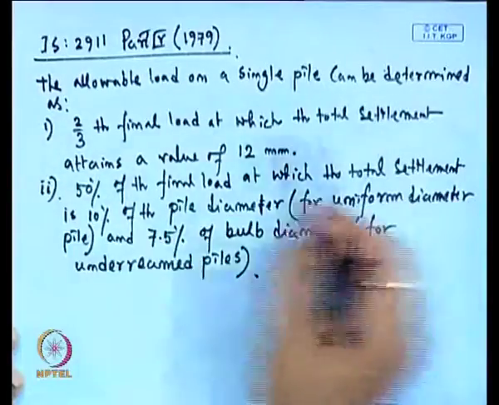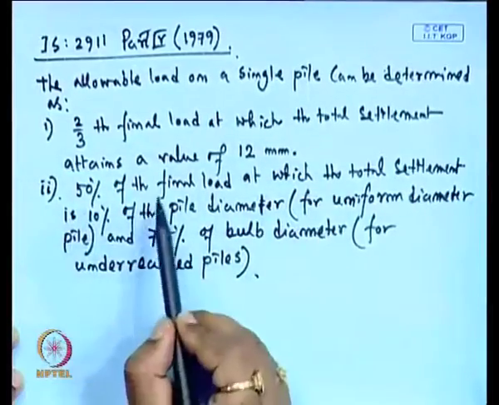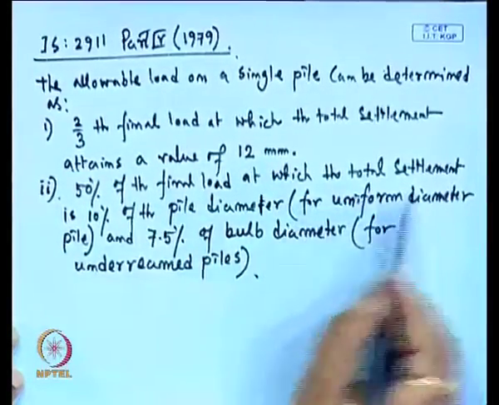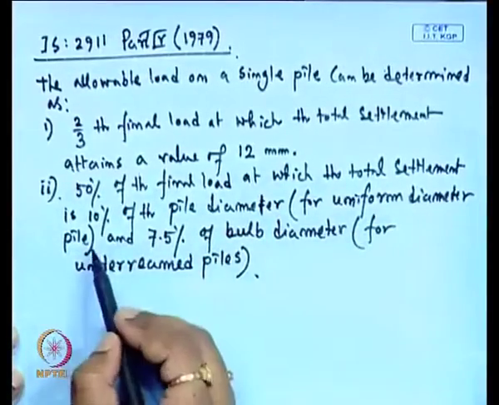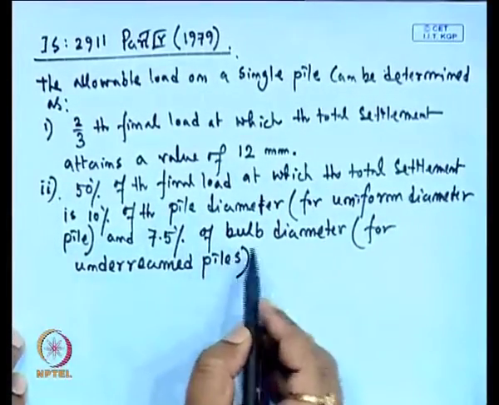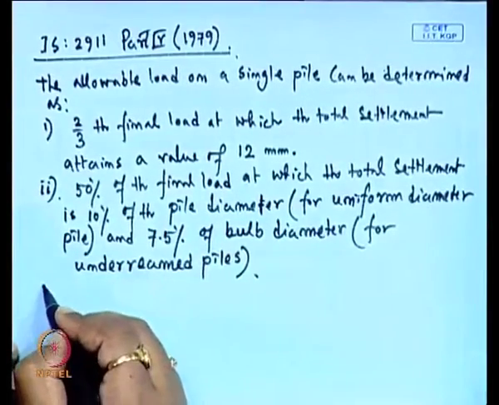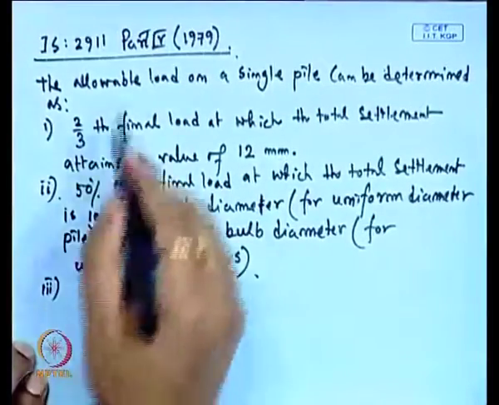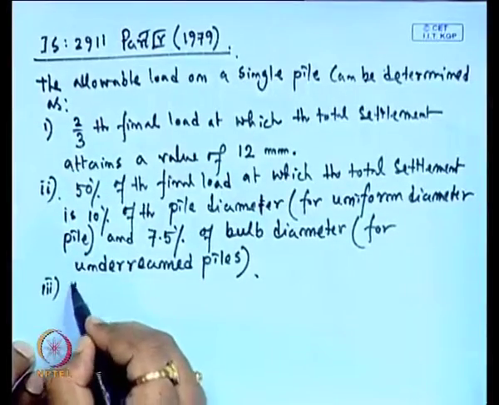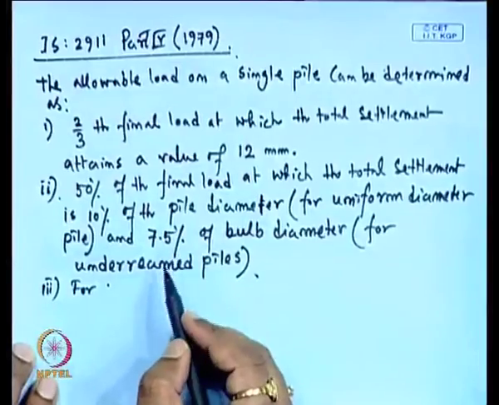So, the second condition is 50% of the final load at which the total settlement is 10% of the pile diameter for the uniform diameter pile, and 7.5% of the pile diameter for the under-reamed pile. Now, another condition we can use is the third condition. This is for the single pile, for the static compressive test.